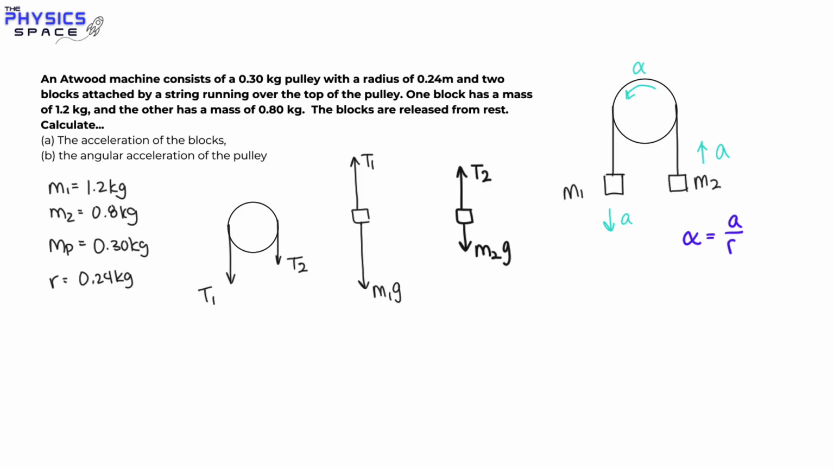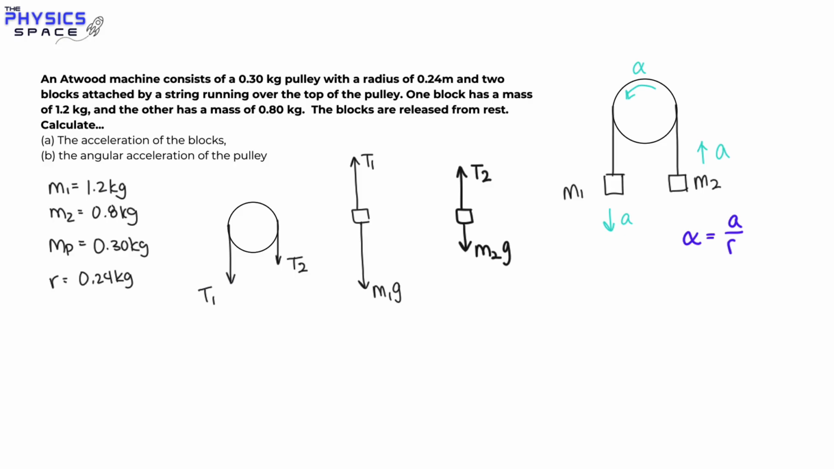We are going to use them to write a net torque equation for the pulley and net force equations for our two masses. What you're going to see is that we have three unknowns, which are tension 1, tension 2, and acceleration. And we're going to create these three equations to solve as a system of equations.